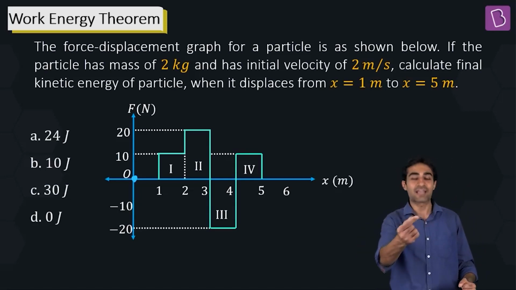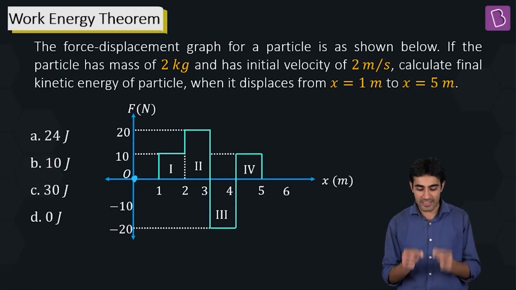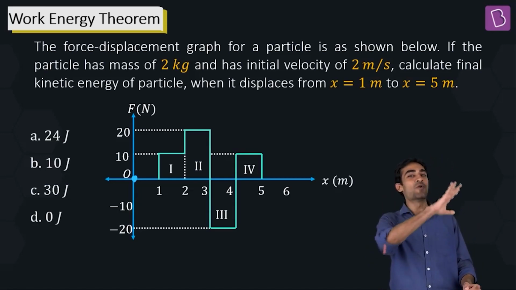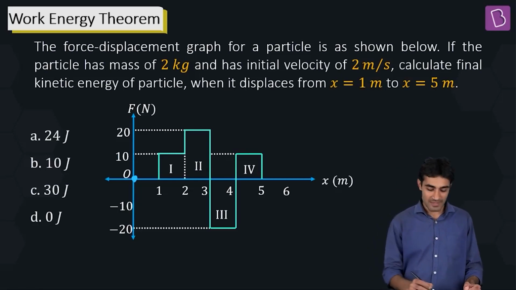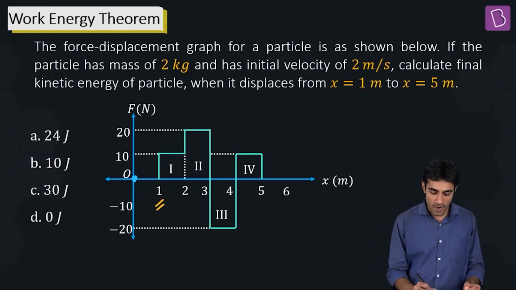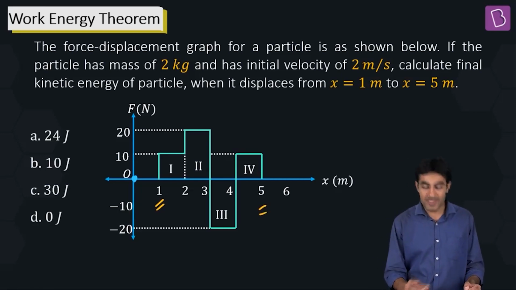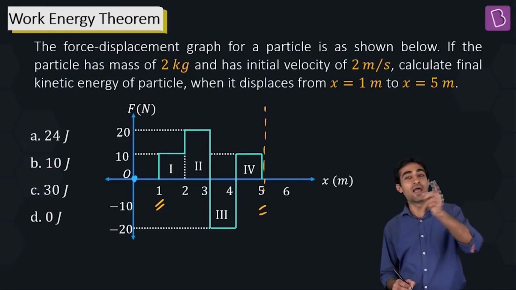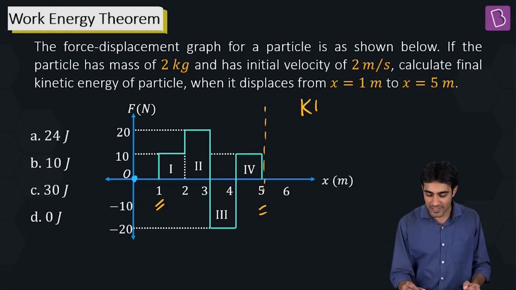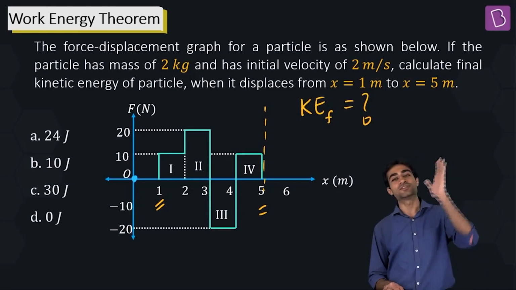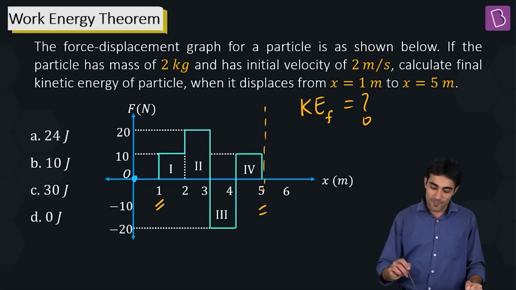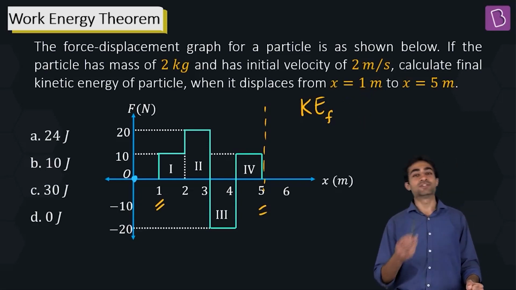Calculate final kinetic energy of the particle when it displaces from x equals 1 meter to x equals 5 meter. So, the particle is displaced from 1 to 5 meter. And when the particle is at 5 meter, we have to tell what is the kinetic energy of this particle. What is this final kinetic energy? This is the question.